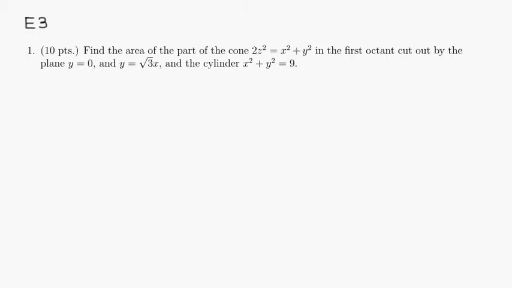Alright, let's look at exam 3, problem number 1. I'll help you guys visualize the surface. We want to find the area of the part of the cone, and this is the equation of the cone, in the first octant cut by the planes y equals 0 and y equals square root of 3x, and the cylinder x squared plus y squared equals 9.